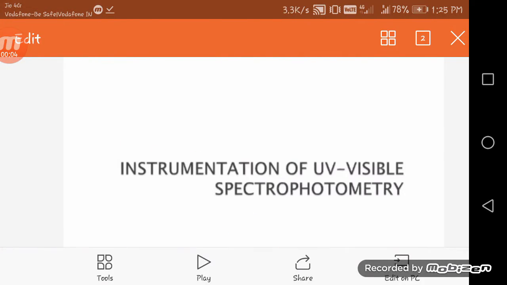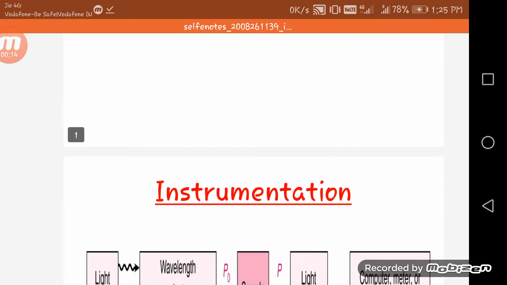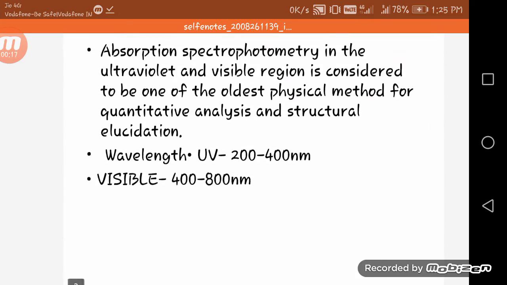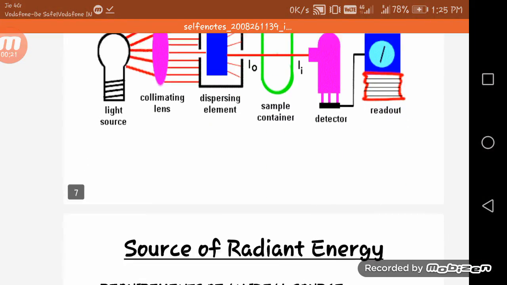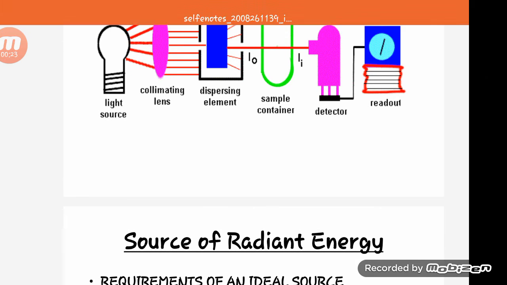Namaste, this is the class of 7th semester of analysis, and today we are continuing the previous topic of instrumentation of UV visible spectroscopy. So let's see what we have completed. We have completed the light source, colorimetry and elements.